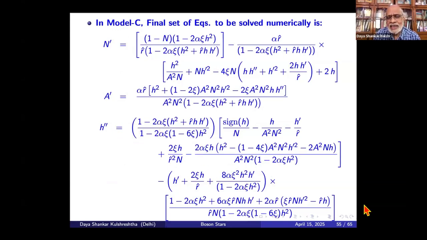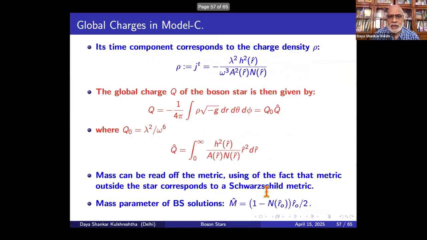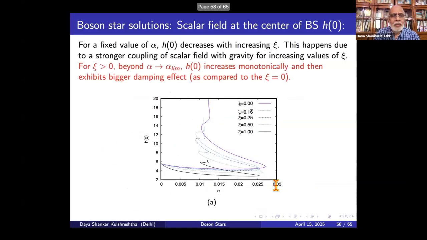You see here that the equations are a little more involved because of the presence of the non-minimal coupling term in the theory. You again choose the appropriate boundary conditions. Here, the U1 symmetry of the theory would be a U1 phase symmetry, because it's a global symmetry and not a local symmetry, as it happened in the first 2 cases. So you again obtain the global charge of the boson star and the mass parameter m of the boson star. With that, I just present a few results.